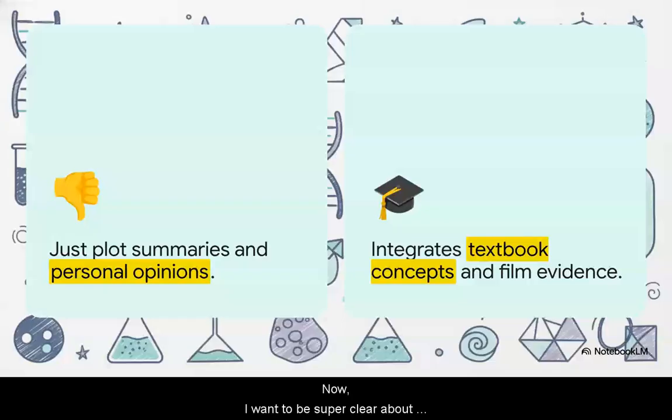Now, I want to be super clear about what this project is not. A traditional movie review? Just summarizing the plot and giving your personal thumbs up or thumbs down? Yeah, that absolutely won't cut it here. Instead, an academic presentation requires you to actively integrate textbook concepts, real psychological theory, and specific, citable evidence from the film to support a larger thesis. It's about showing what you know, not just what you watched.